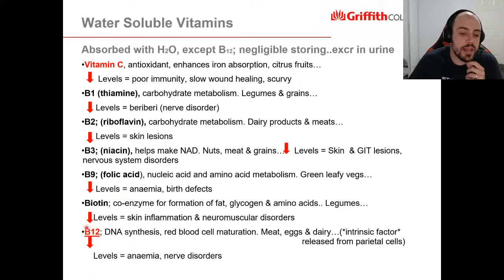The last one down here is mainly vitamin B12. This is where our intrinsic factor came in. We had to release that intrinsic factor from those parietal cells in our stomach to help us absorb vitamin B12. And that really helps with a lot of things like DNA synthesis and maturation of our red blood cells and stuff like that. Very, very important.